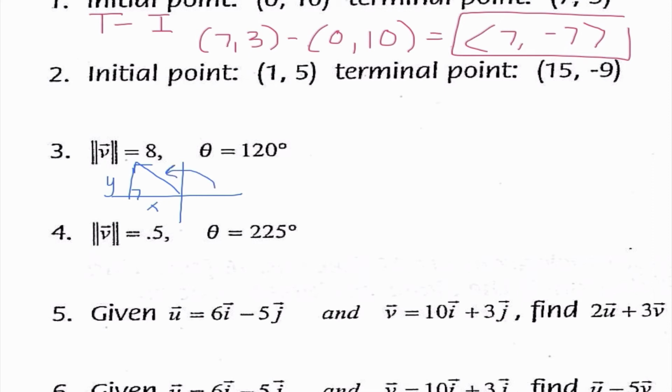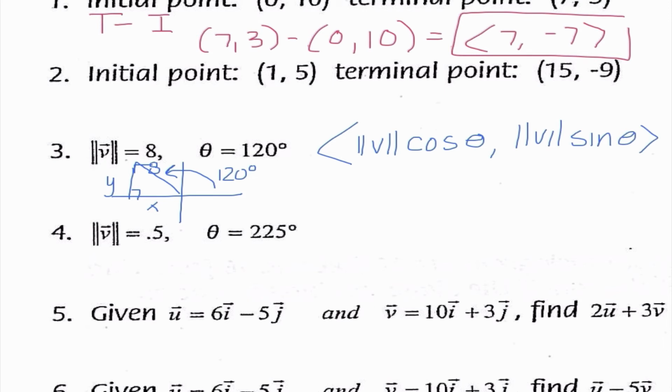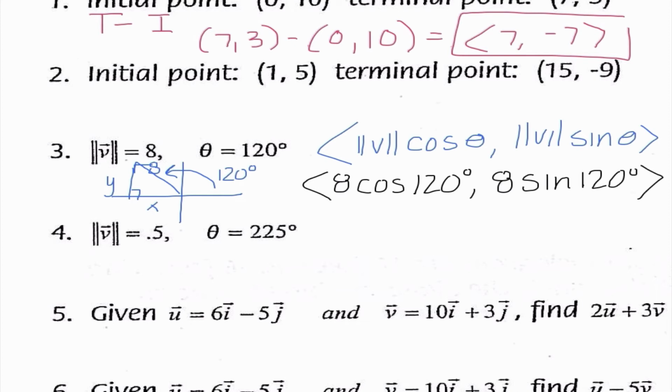Okay, and that's really what we're trying to find. We know this is 8, we know this angle is 120, and we learned a formula that the magnitude of v times the cosine is the x value, and the magnitude of v times the sine is our y value. So all I'm going to do here is say 8 cosine 120, 8 sine of 120, and I'm going to go ahead and put that into my calculator. And I end up getting negative 4, 6.9.